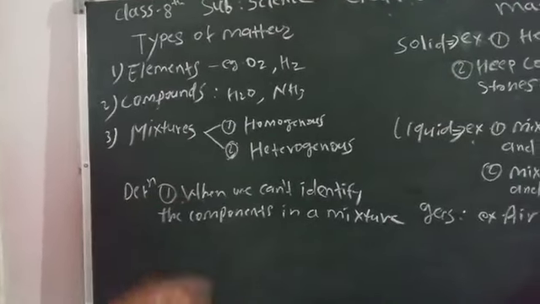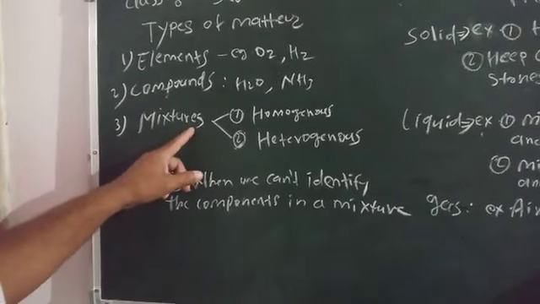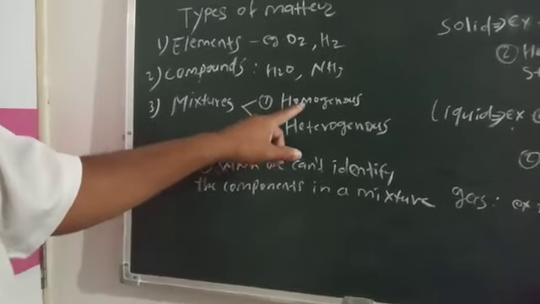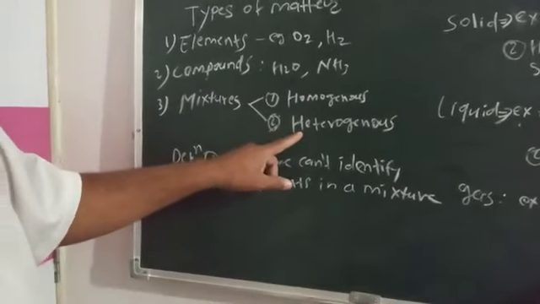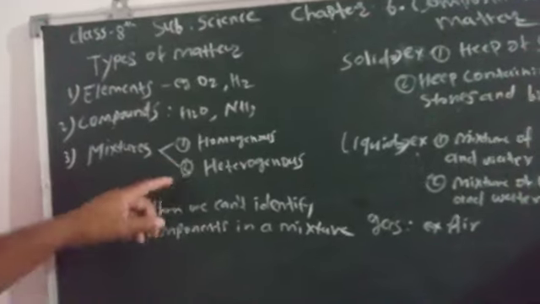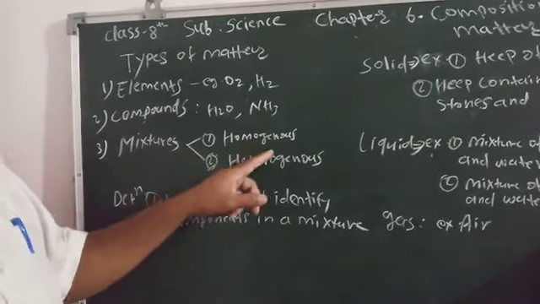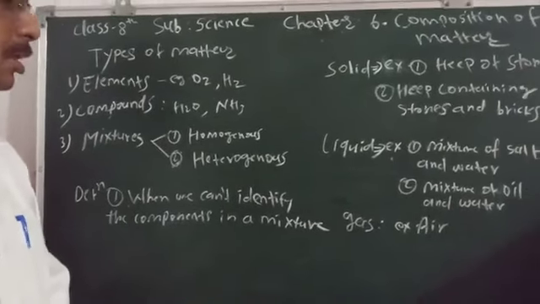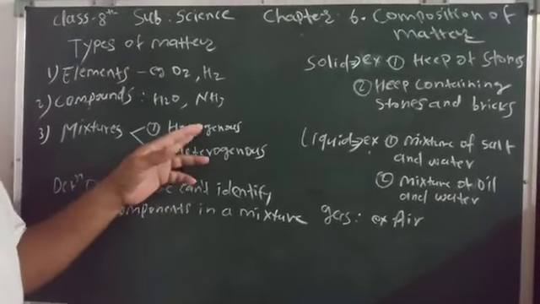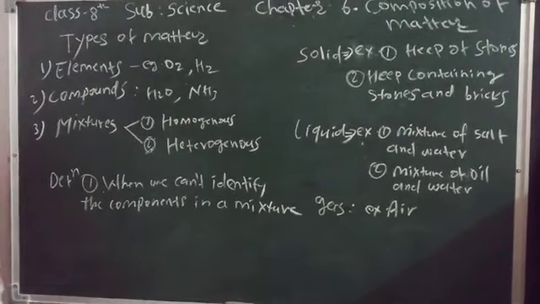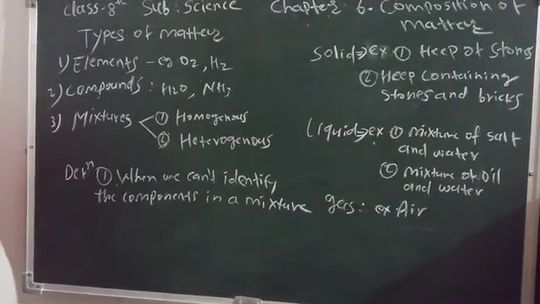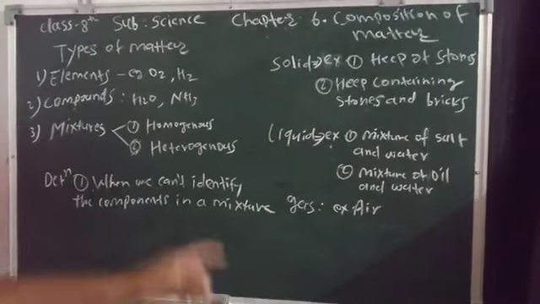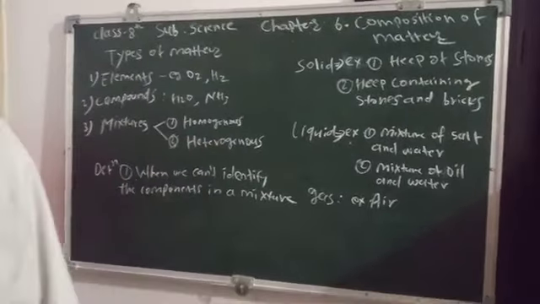So students, there are two types of mixture that can form. First is homogeneous and second is heterogeneous. So we will discuss the homogeneous and heterogeneous. For this we will do some activity to understand these two points. So dear students, listen carefully and watch the activity about the homogeneous and heterogeneous.